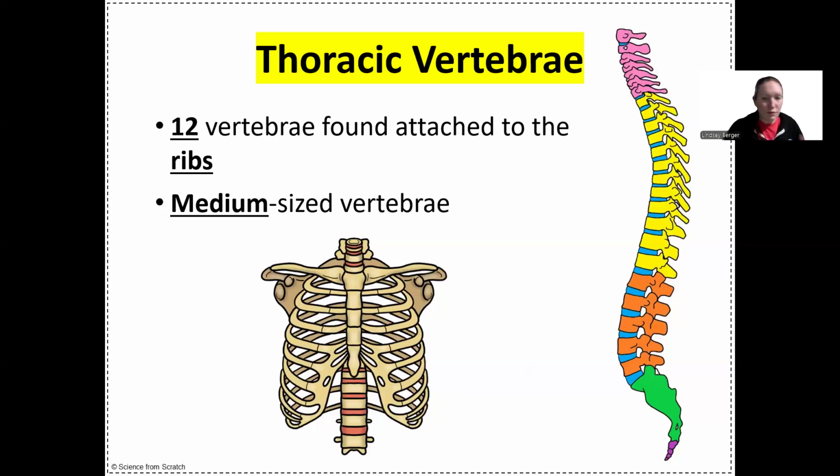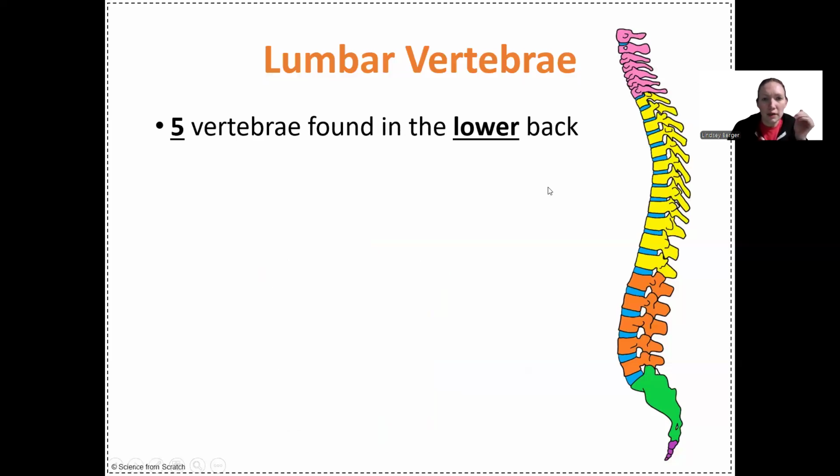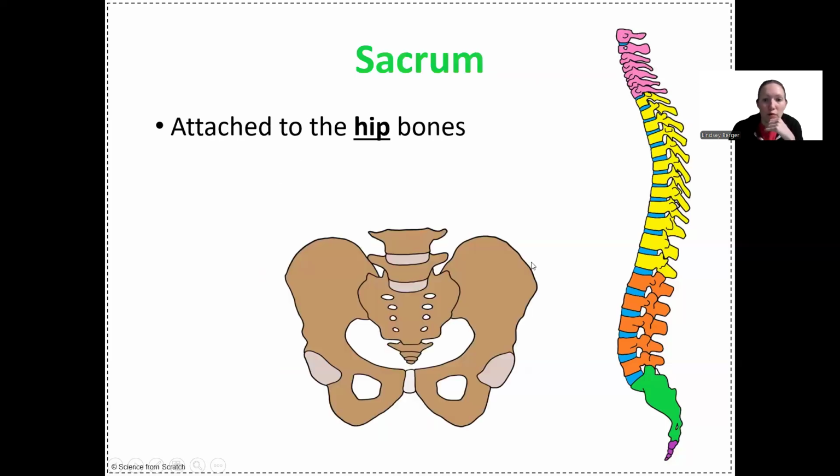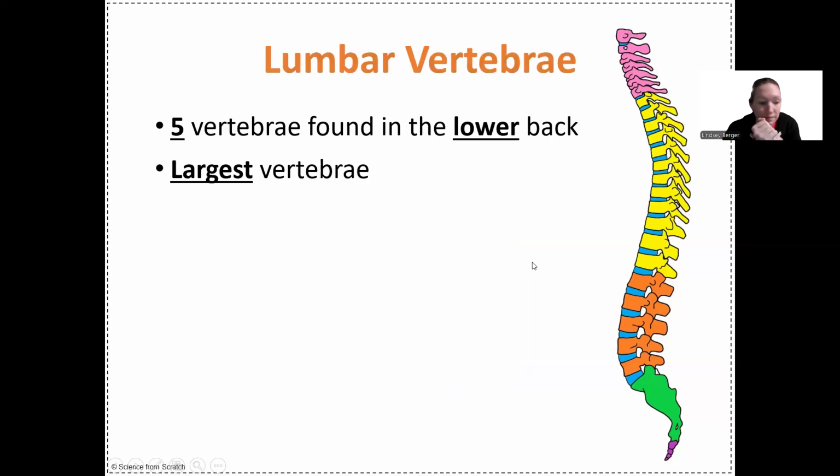All right, then after thoracic, we have lumbar. So we had C1 through 7, T1 through 12, and now we have L1, 2, 3, 4, and 5. We are too fast. They are the largest. Okay, in this case, they're the ones in orange there.